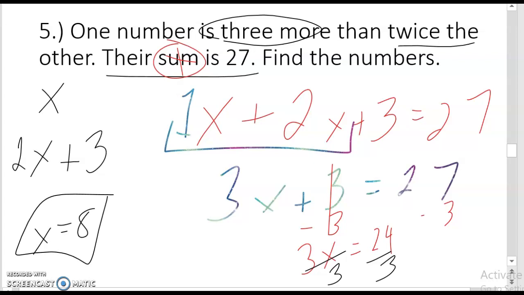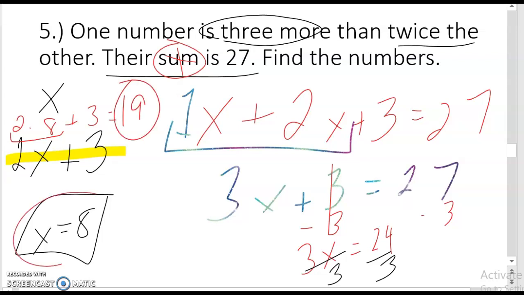And that's great and all. If my first number is 8, now come back and plug it into this piece here. So 2 times 8 plus 3, so 16 plus 3 is 19. So check it out: does 8 plus 19, if you add those together, give you 27? The answer is yes, and that is a way to check your work. So that is a little bit of playing with some number problems.